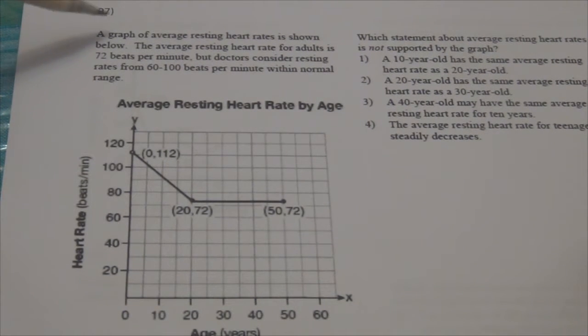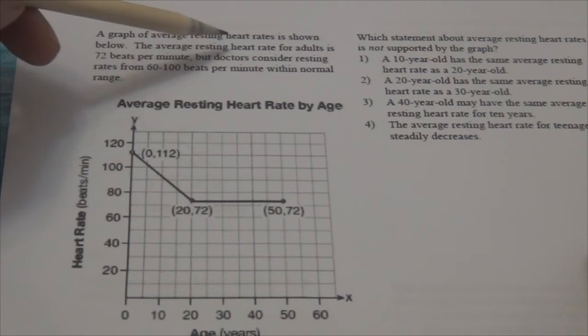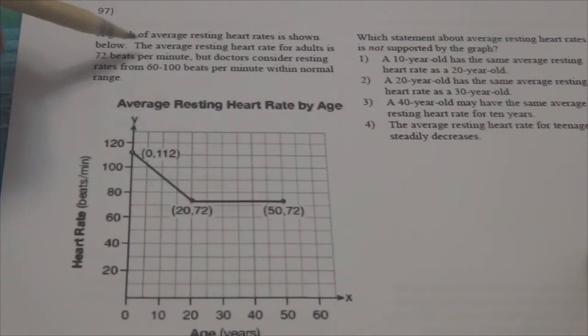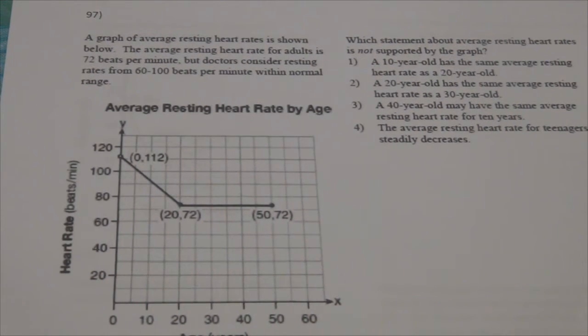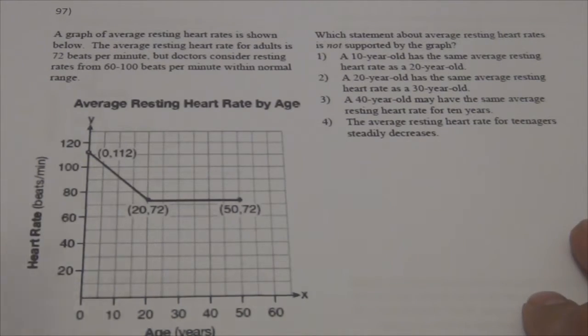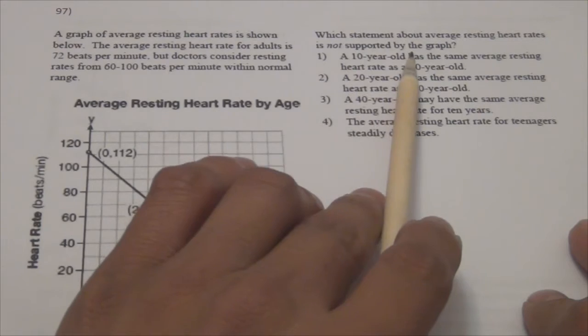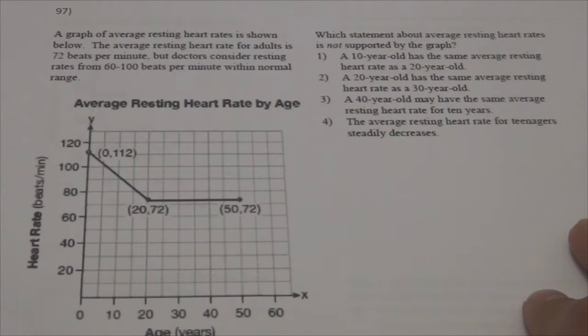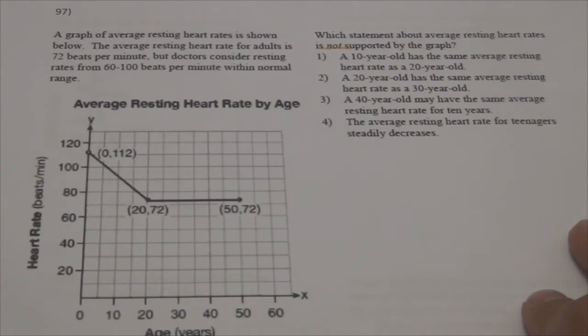This one says, a graph of average resting heart rate is shown below. The average resting heart rate for adults is 72 beats per minute, but doctors consider resting rates from 60 to 100 beats per minute within normal range. So, what is the question? The question is, which statement about average resting heart rates is not supported by the graph? Look at this. Very important. Which one is not supported by the graph?